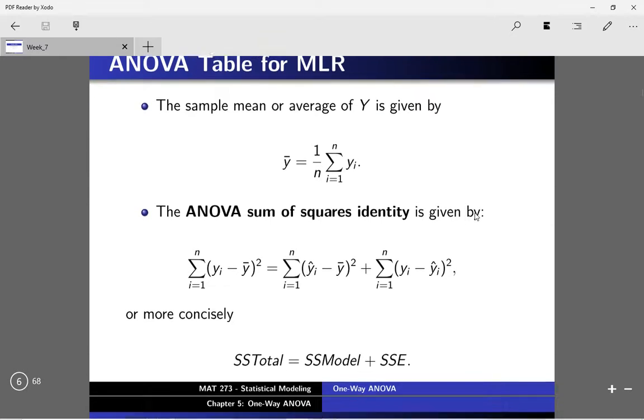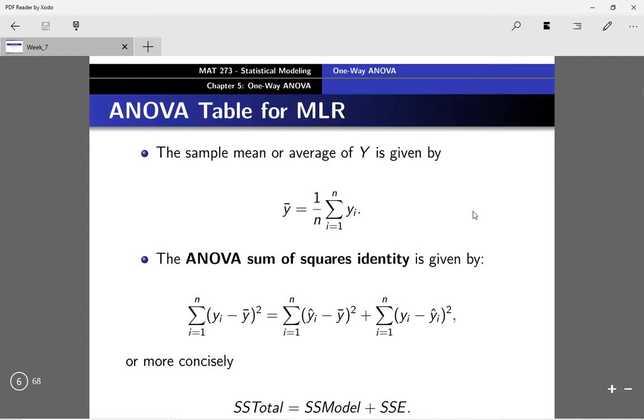So just revisiting that Anova table for multiple linear regression, as a reminder, we have the response variable being y, that's our quantitative response, and we have the sample mean, which we're going to denote with y bar. And we have this key important Anova sum of squares identity, which is SS total equals SS model, the variability explained by our model, plus SSE, the variability unexplained by our model, where SS total is the total variability in the response.